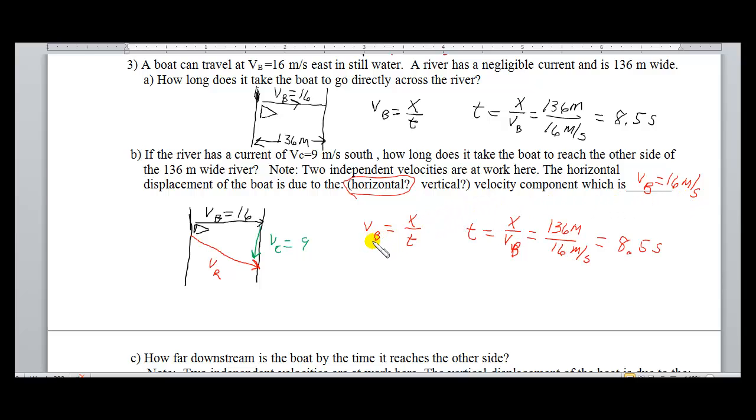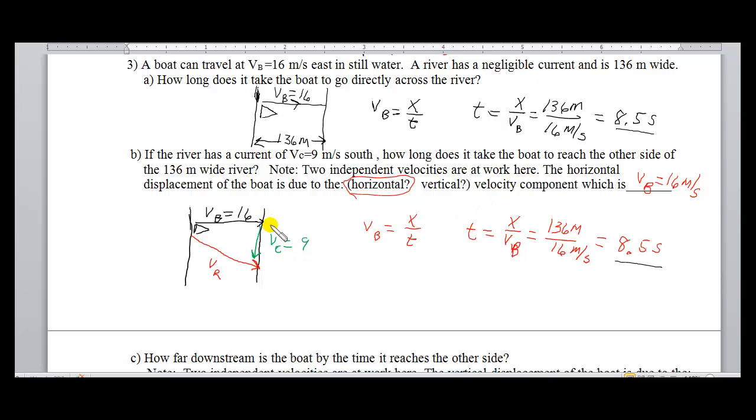So if that's true, the velocity of the boat can be expressed as the distance it travels divided by the time, or the time equals that distance, and it has to cover the distance 136 meters horizontal. That's the width of the river, and it's traveling at 16 meters per second. That's the velocity of the boat. And again, we come out with 8.5 seconds, the same as we did up here.